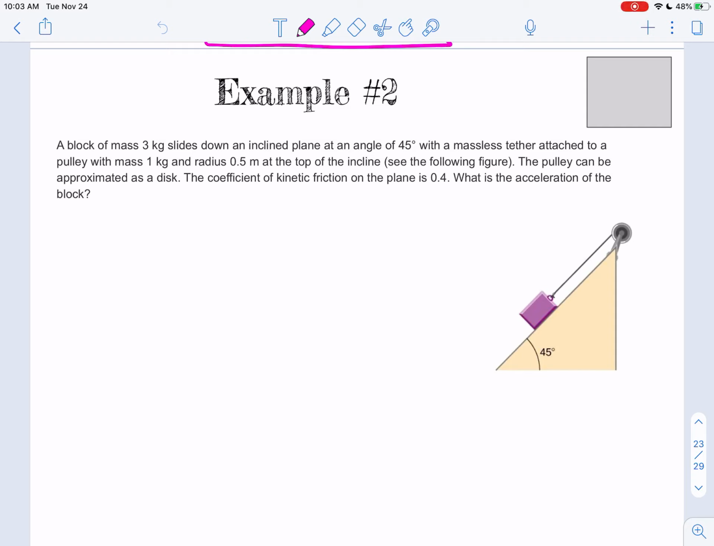All right, here's another example. Kind of the same idea, but maybe a little easier than the first one. A block of mass 3 kilograms slides down an inclined plane, okay, so let's make that positive, at an angle of 45 with a massless tether.